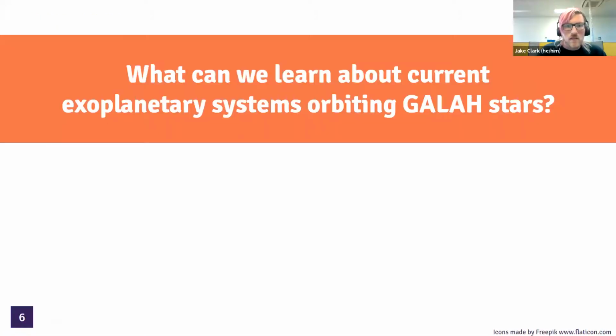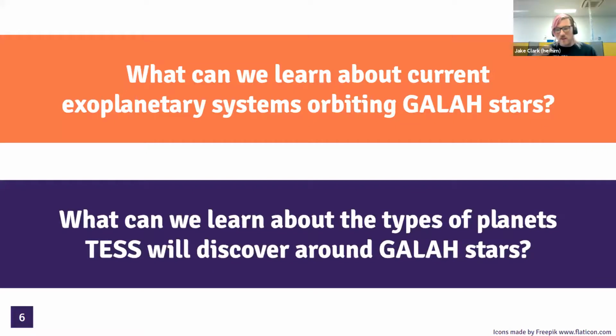So as part of my PhD, I've been trying to answer two pretty interesting questions. So one question I've been trying to answer is, what can we learn about current exoplanetary systems orbiting around GALAH stars? And the question that I'm going to lead on to start off with is, what can we learn about the types of planets that TESS will discover around GALAH stars?